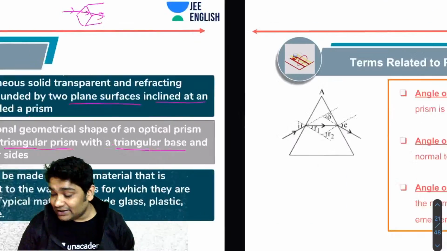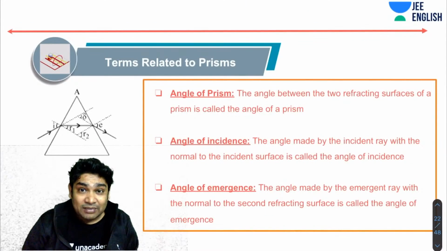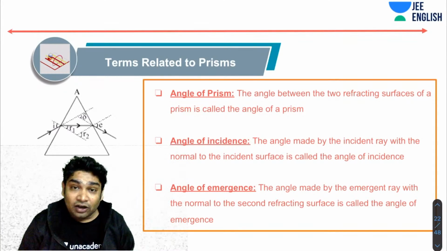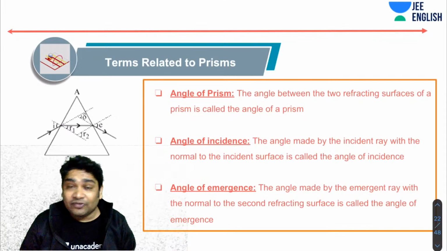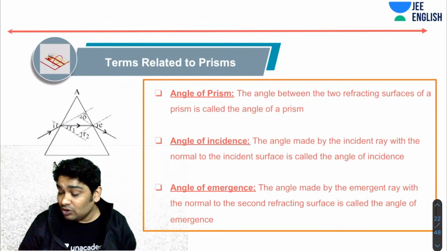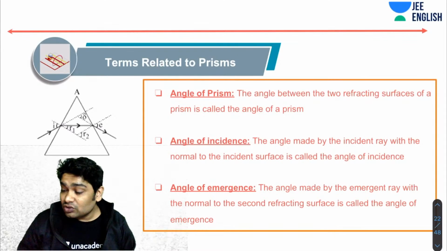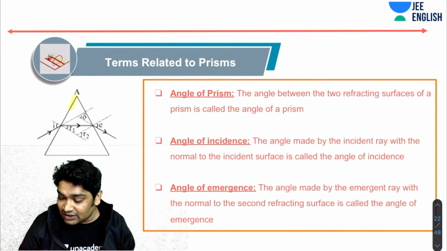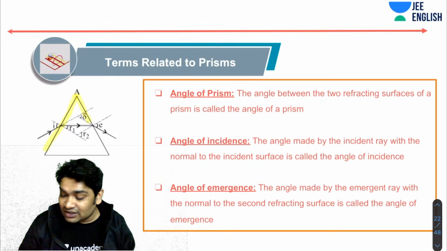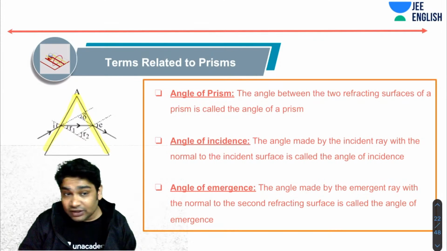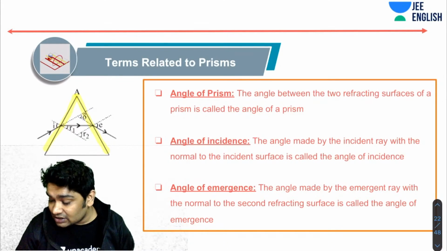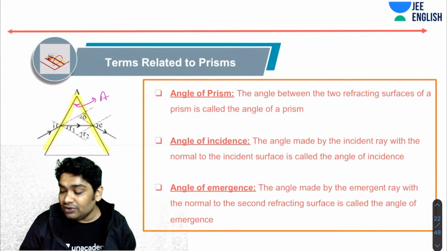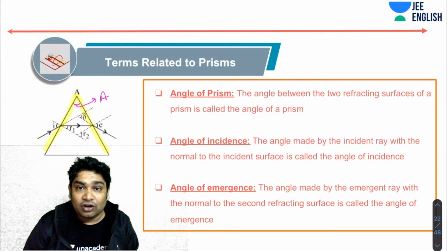All right. So let's talk about some important terms related to prisms. First we'll talk about the angle of prism. The angle of prism is the angle between the two refracting surfaces of a prism. Imagine this is a prism. What are the two refracting surfaces? The first refracting surface is this. The second refracting surface is this. The angle between the two refracting surfaces, usually denoted by the symbol A, is called the angle of prism.